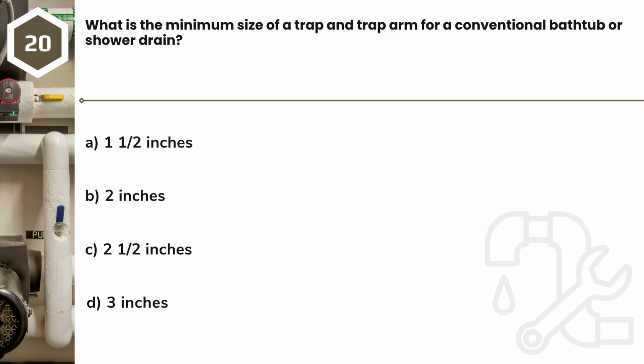Question 20. What is the minimum size of a trap and trap arm for a conventional bathtub or shower drain? A. 1.5 inches. B. 2 inches. C. 2.5 inches. D. 3 inches.